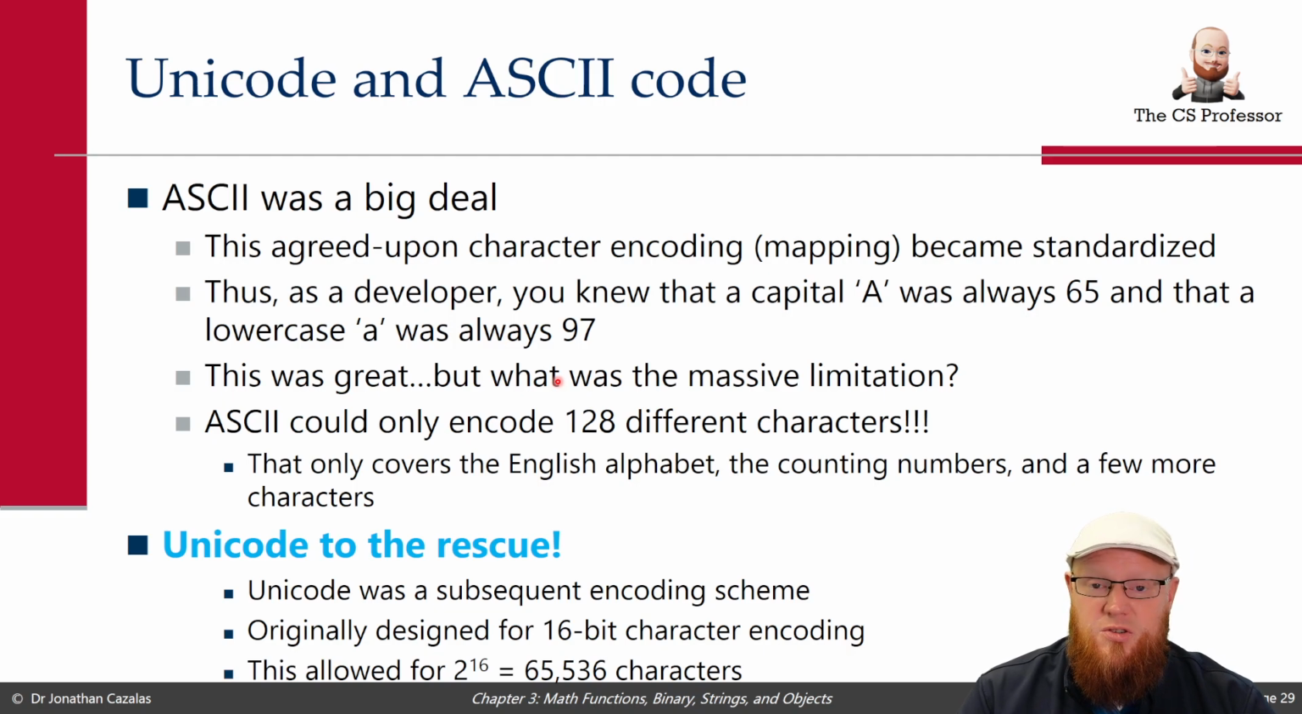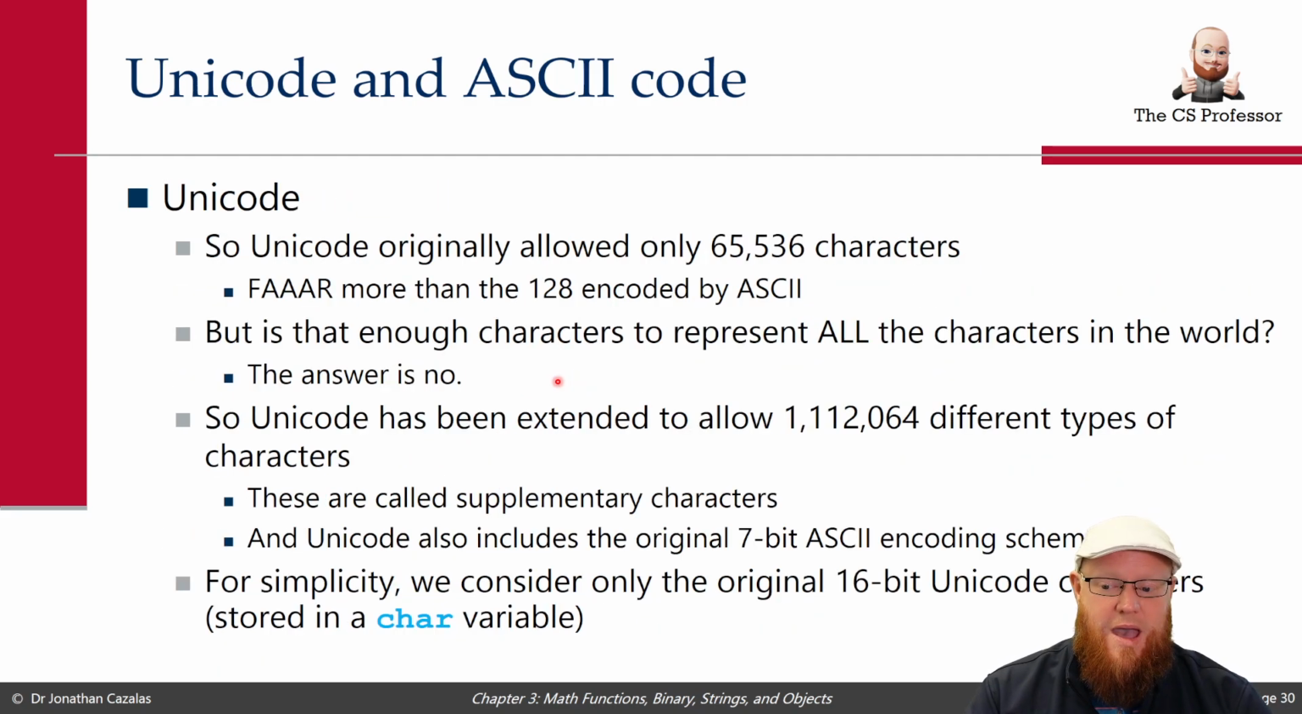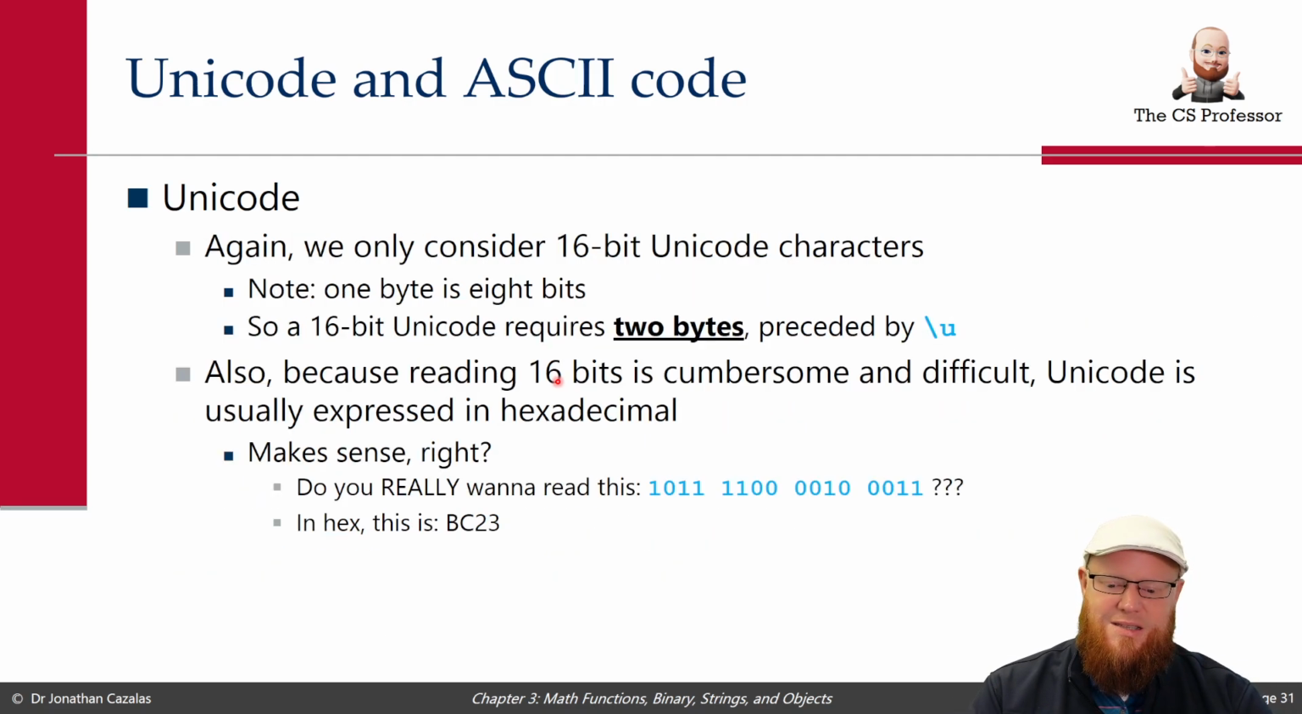So if you have a 16-bit pattern, how many different patterns can you make? Well, the answer is 2 raised to the 16. That will give you 65,000 plus different characters that you can map. In fact, Unicode has actually been extended to a 32-bit Unicode, which is over 1 million different characters. We're not going to look at that one. We're going to assume only 16-bit Unicode characters.